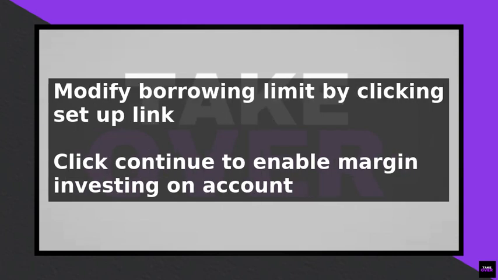After reviewing the information, you will be able to see your assigned margin limit or borrowing limit. If needed, you can modify this limit by clicking on the Set Up Borrowing Limit link. Finally, click Continue, and margin investing will be enabled on your Robinhood account.